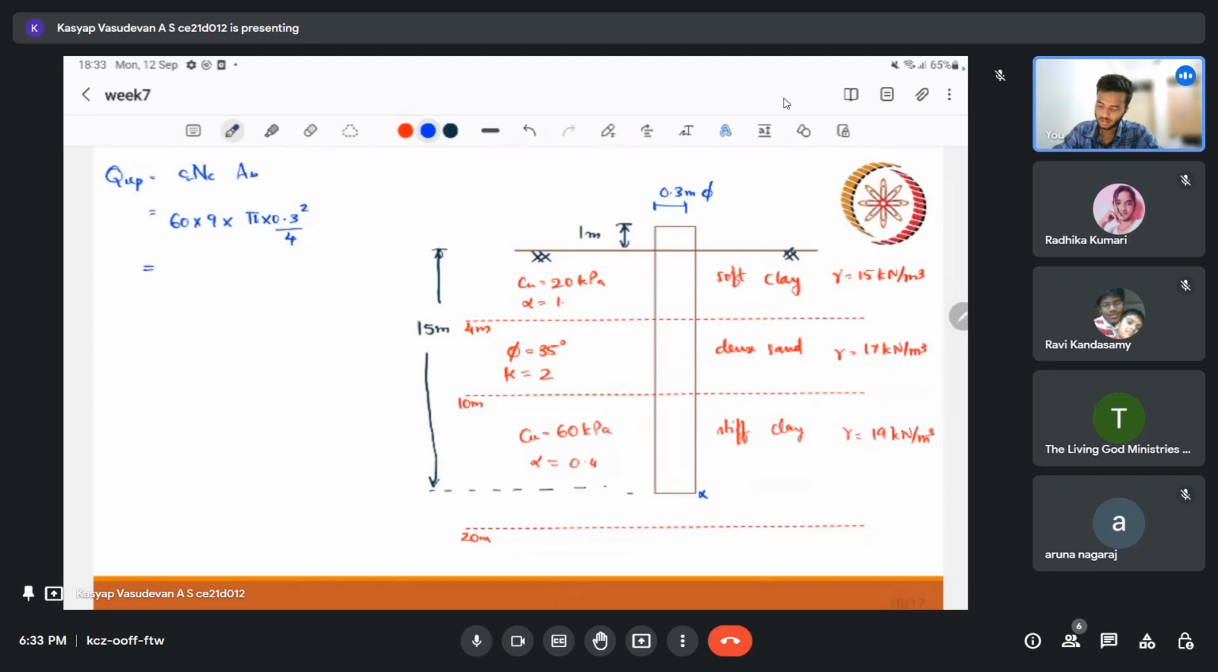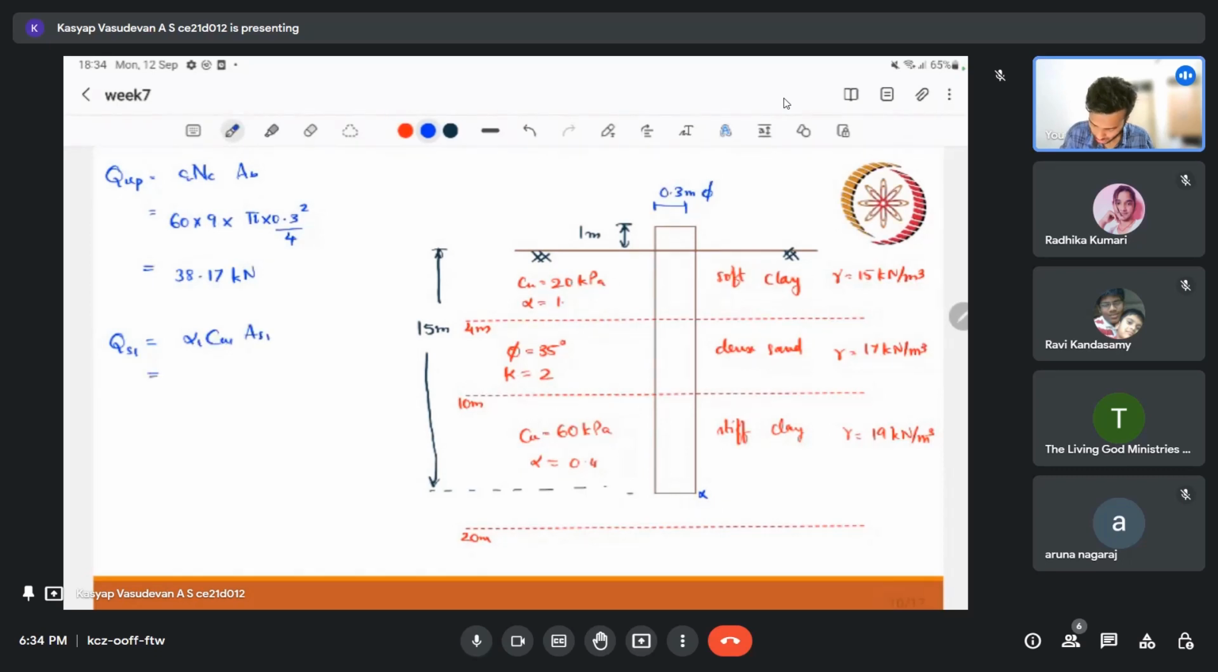Let me just calculate this: 60 into 9 into the area. This value is 38.17 kN, so we can keep that aside. Now our concern is with the shearing resistance. Let us check each layer one by one rather than what we had done before, so that this is clear. So the topmost layer, let us say Qs1.